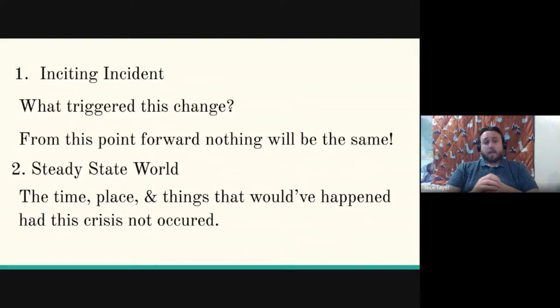Which leads us to the second part of the story, the steady state world. This is the time, place, and things that were happening and would have continued to happen had a crisis not occurred. My steady state world was much like anyone else's, presenting lessons to my students, discussing them, assessing them. Within my economics and civics course, this was built around breaking down stories from today and asking questions that would often connect us to the past.